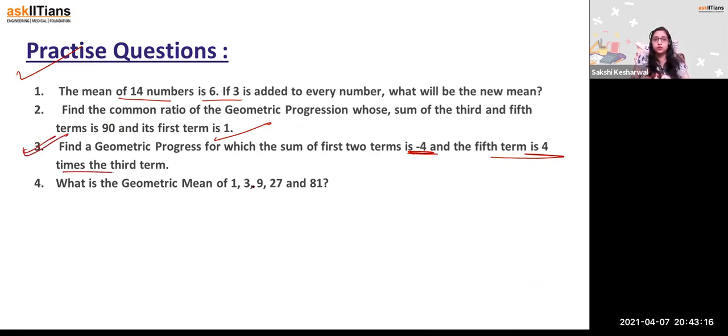Okay. What does the geometric mean again? It's like 1, 2, 3, 4, 5 terms. So it will be the fifth root of 1 into 3 into 9 into 27 into 81. That's the answer. And I'll do question number 3 for you.